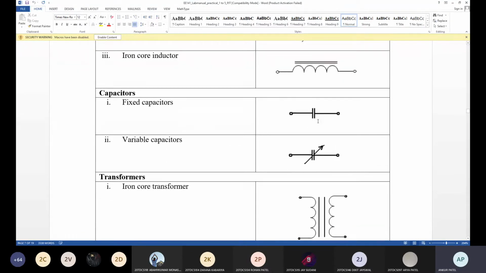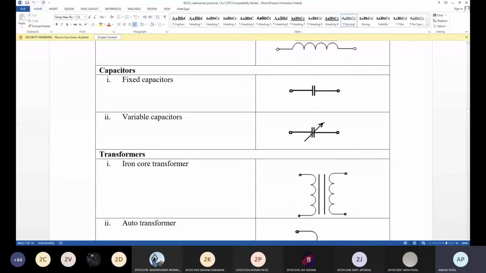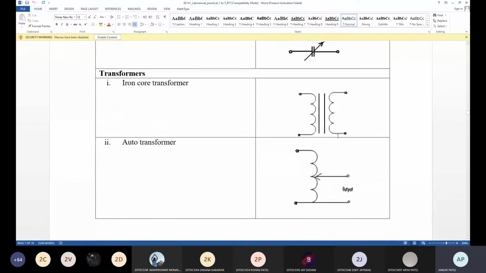Fixed capacitor. We can use a fixed value of capacitor in farad or microfarad. We can vary the capacitor value by a variable capacitor.